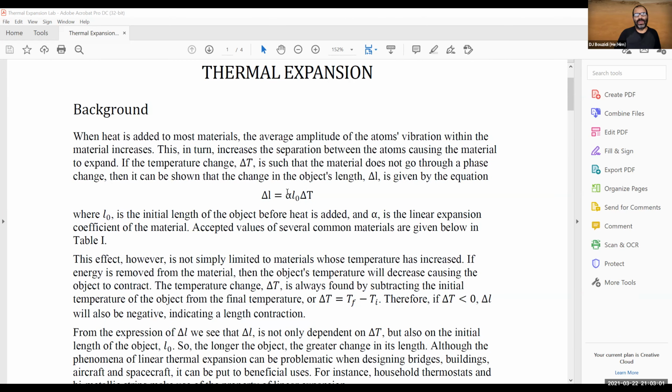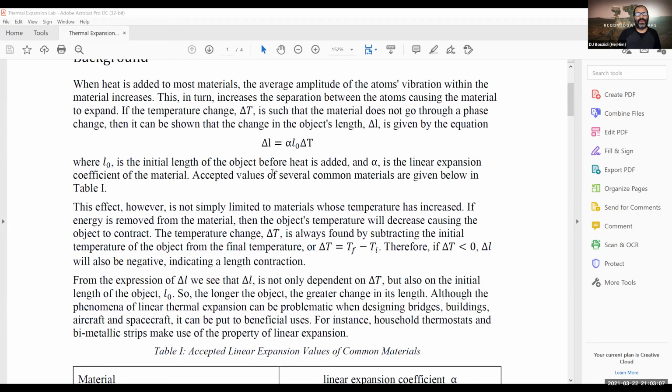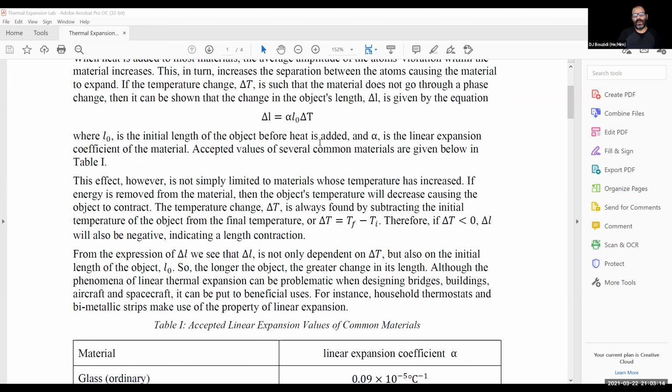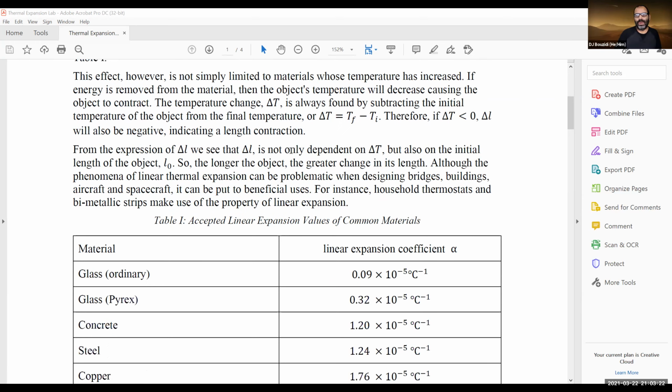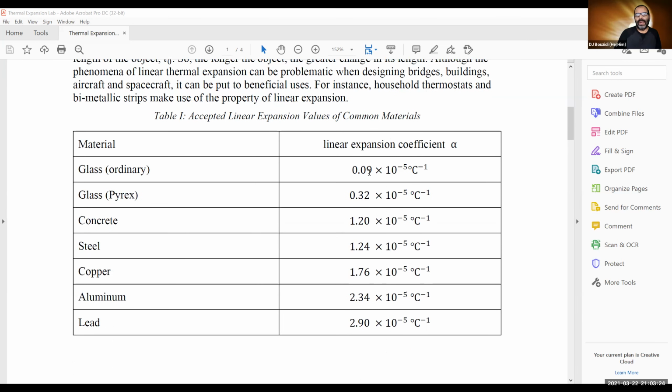Remember, the volume expansion is related to the linear expansion by that number: 3 times alpha is equal to beta. For the volume expansion, it's the same thing. Delta V is equal to beta times V naught times the change in temperature. So basically you heat up a material and it's going to change in all the directions, not necessarily in a line. This is something that we talked about in the theory. So again, in class, this is the alpha for some materials.